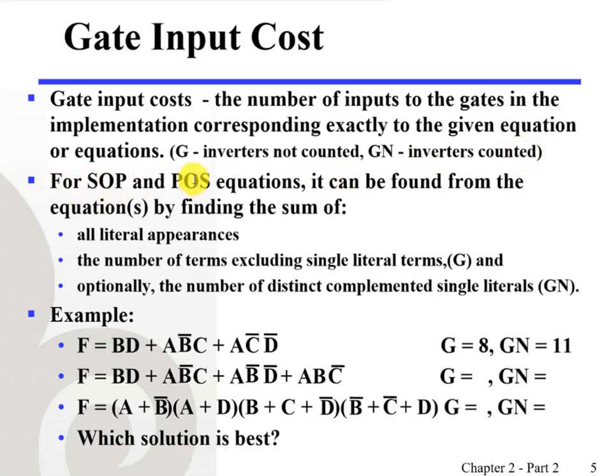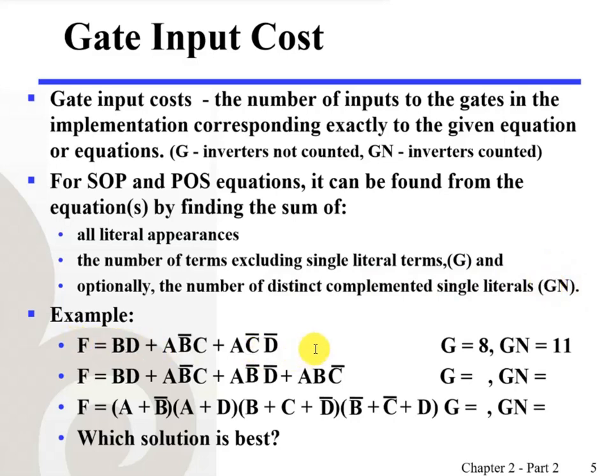For SOP and POS, so sum of products and product of sums equations, the cost can be found from the equations by first finding all literal appearances, and then the number of terms excluding the single literal terms. So all literal appearances plus the number of terms excluding the single literals will be G, the gate input cost. Inverters are not counted. And then optionally, the number of distinct complemented single literals will give us the Gn cost, the gate input cost with NOTs.